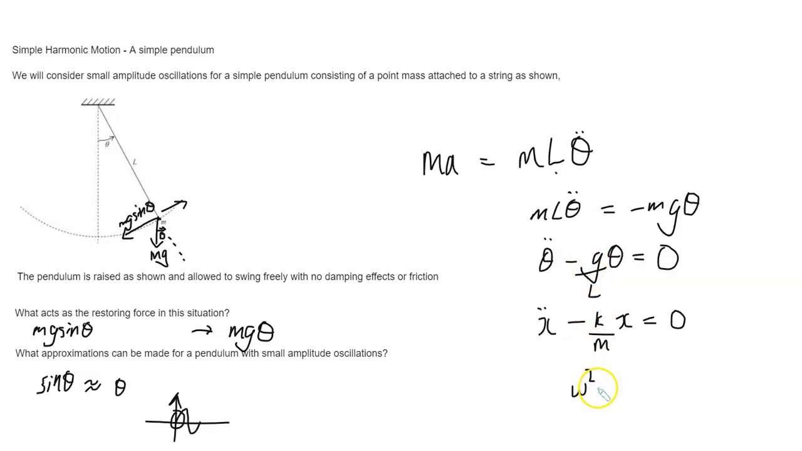And in this case, now instead of having k over m as your angular frequency squared, you have that equal to g over L, and you can work out the period of oscillation for this one, which should be 2π root(L over g).